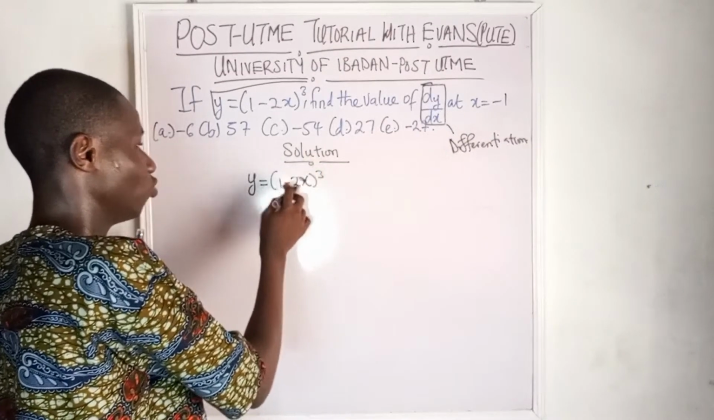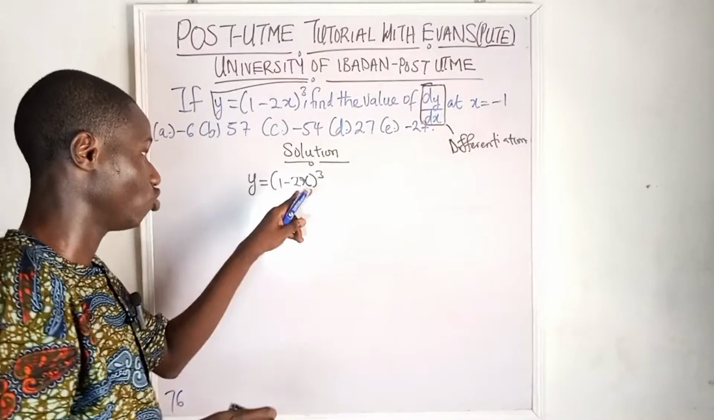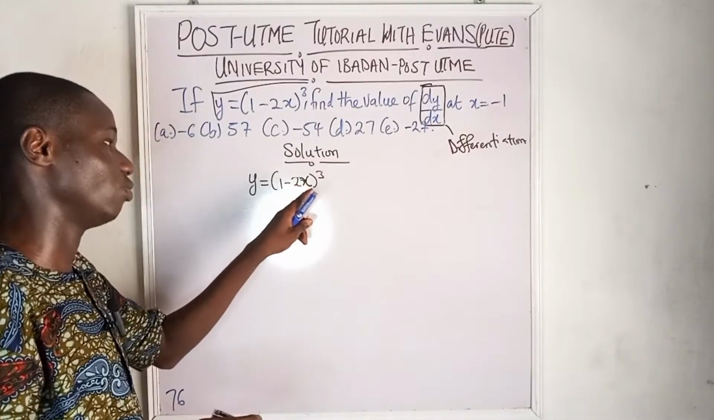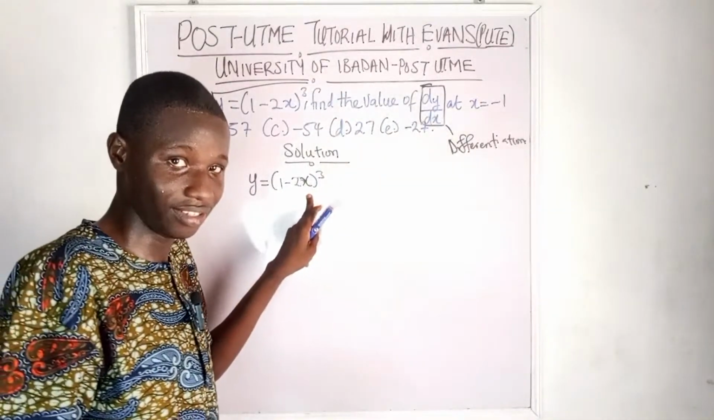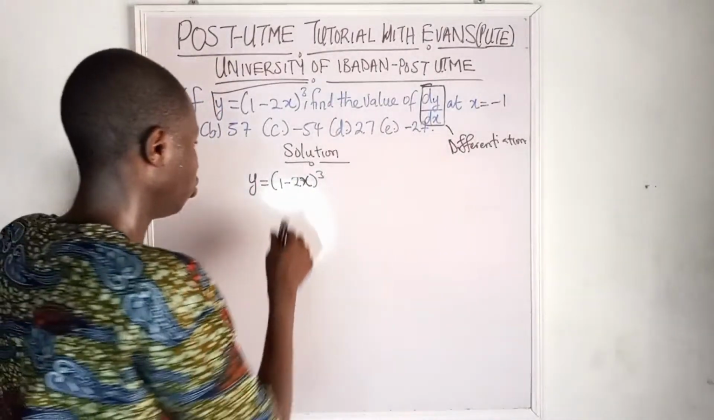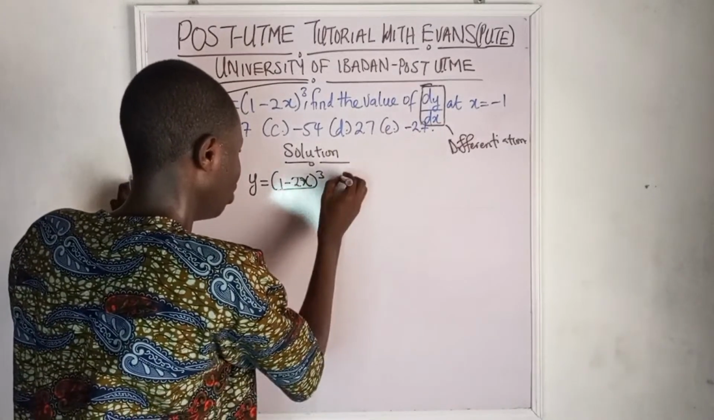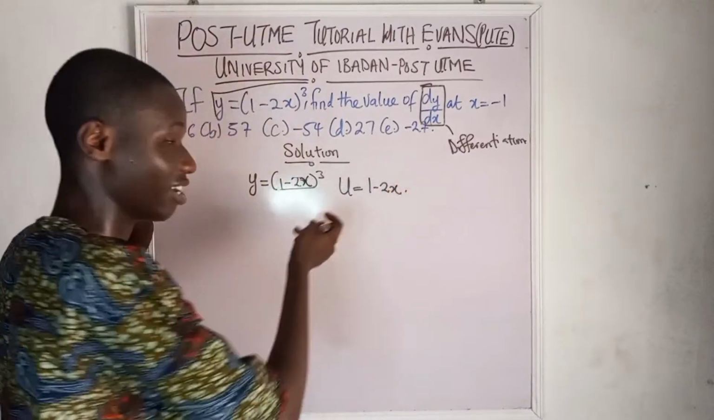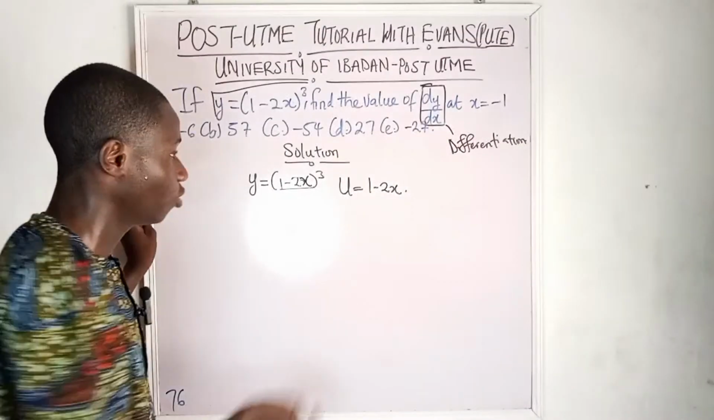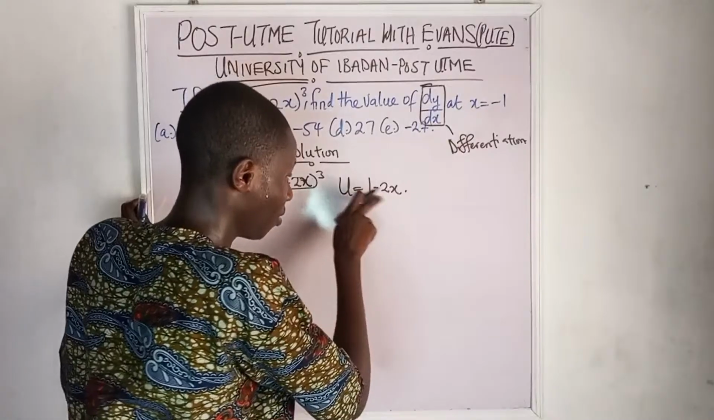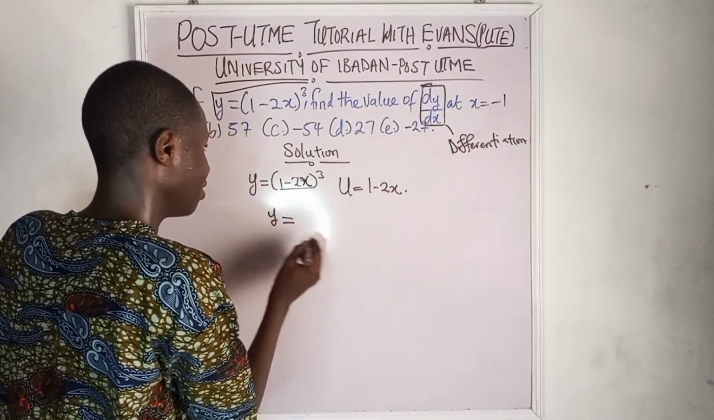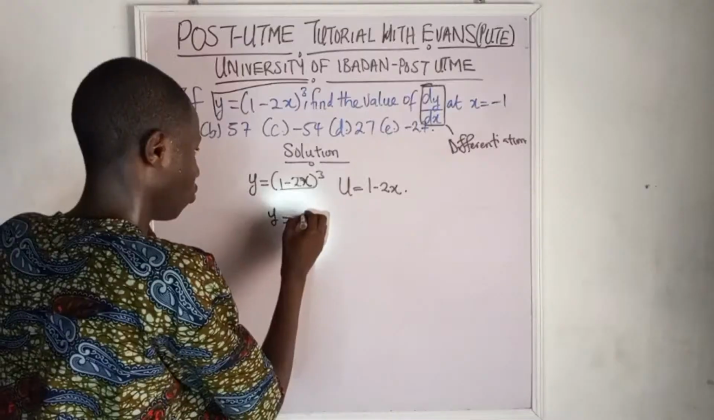you will represent it with u. What I mean is we have 1 - 2x inside this bracket, so you will represent this 1 - 2x and say u = 1 - 2x. Whenever you have questions like this, that is how you do it. So it means our 1 - 2x is now u, so it will now be y = u raised to power 3.